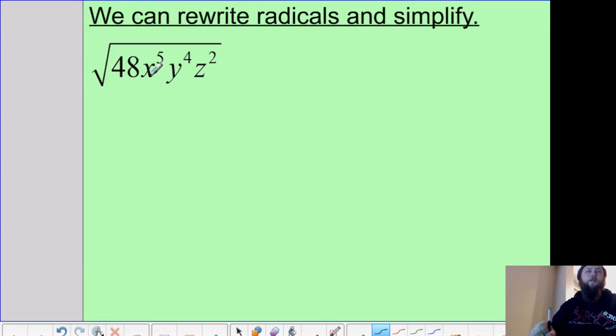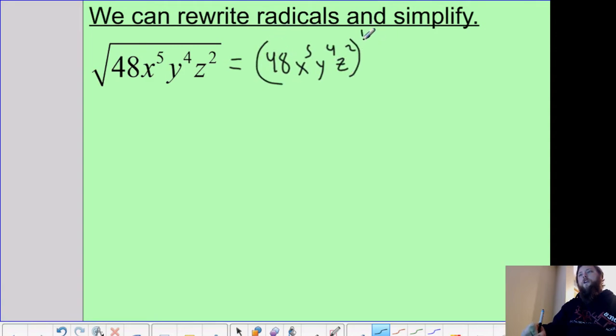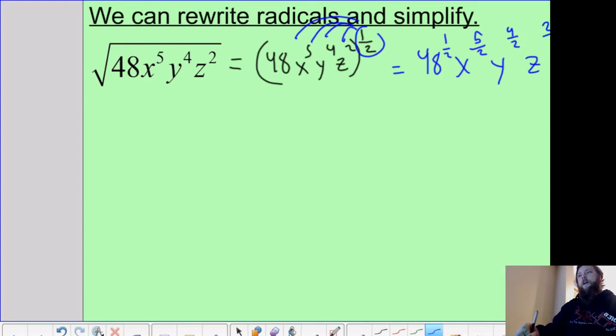Now, sometimes we want to rewrite a radical and simplify. We've done this before with a step method, so I just want to show you what this looks like if you use rational exponents. And you can do it whatever way you want. So I'm going to rewrite this as 48 x to the 5th, y to the 4th, z squared, all to the 1/2 power, referring to the rational exponent. And I'm going to distribute that 1/2 to every variable and number. So I get 48 to the 1/2 power, x to the 5 times 1/2, which is 5/2 power, y to the 4/2, and then z to the 2/2 power.